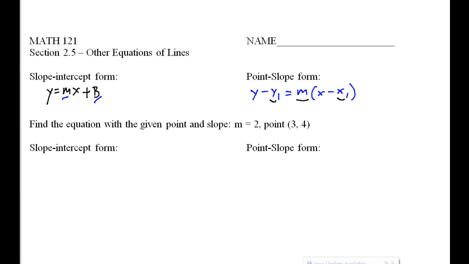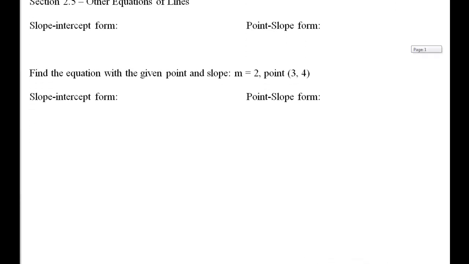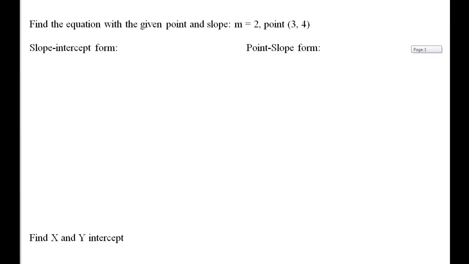I want to move the screen down a little bit and put all of this in the same place here. All right, so first of all, we are going to take the slope of m equals 2 and the point 3, 4 and make that into the slope-intercept form. And this is going to be a review of your previous math class, whether it was taken at KCC or not.